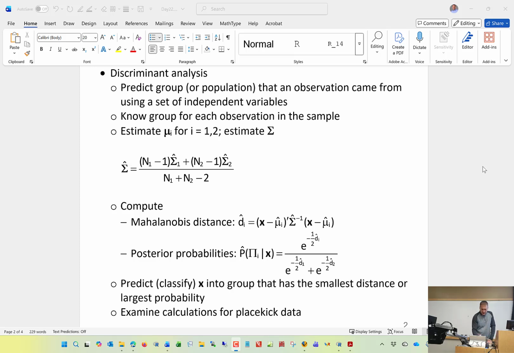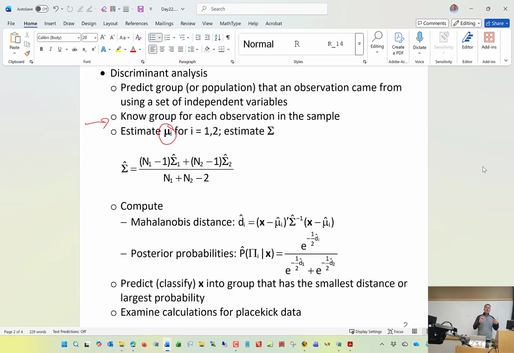And a key thing coming into this, in terms of our sample itself, is that we know what group each observation came from. Okay? And because we know that, the things that we need to calculate are as follows. We're going to estimate the group mean or population mean for group i. For now, we've only talked about 2 groups, so i will be 1 or 2. So we estimate mu sub i. We also estimate sigma, let's say the pooled covariance matrix across the groups.